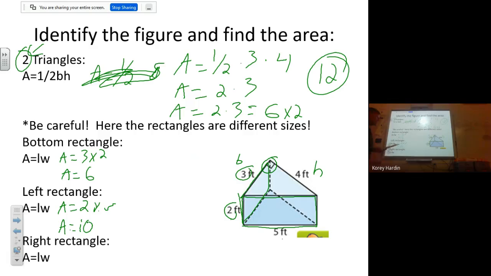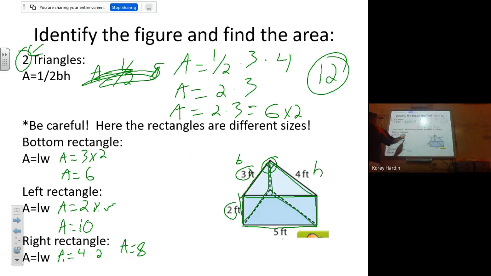And lastly, the right rectangle. So boom, boom, boom. What I have on that one is 4 feet, and it's going to be the same height. So it's actually going to be 2 feet as well. So area equals 4 times 2. 4 times 2 is going to be 8.